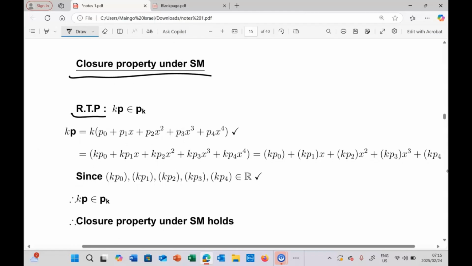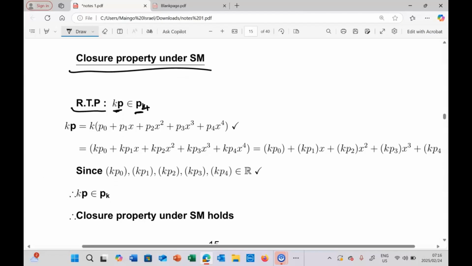We are required to prove this in simple steps, or baby steps, so that you understand what is going on. Otherwise this RTP is not compulsory to be written or shown in your workings. Now, required to prove is that K times P is a polynomial that belongs to P4, not necessarily PK, but P4.